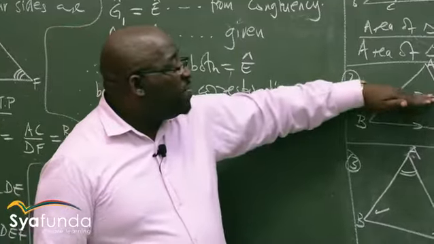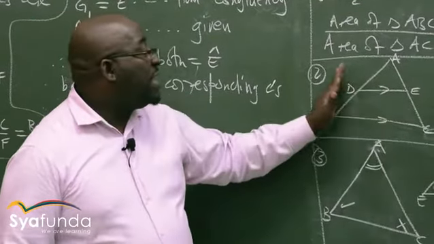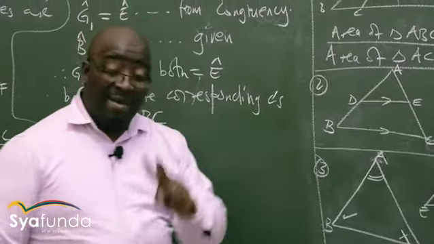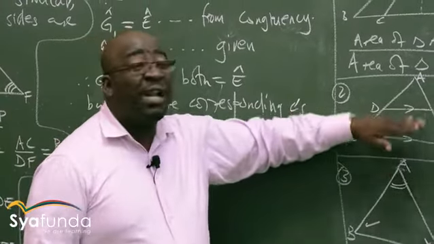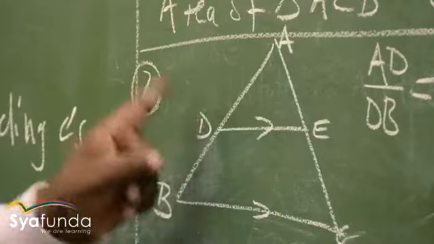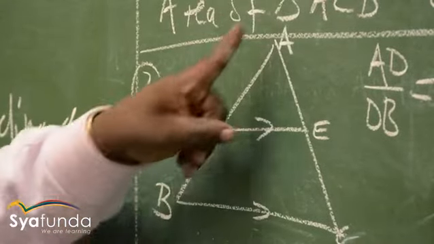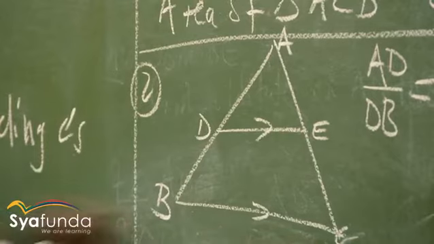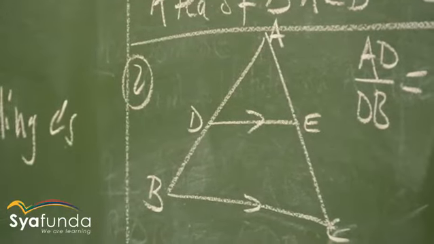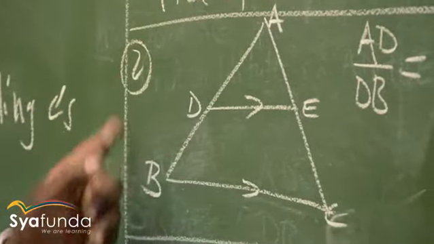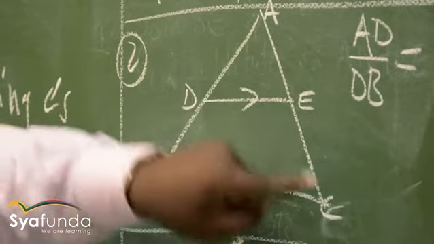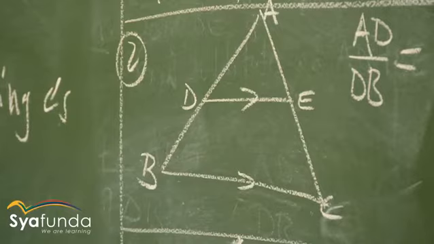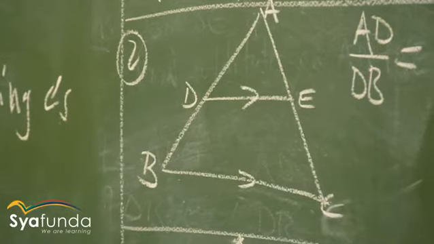Once you've got a line drawn parallel to one side of a triangle, it will divide the other two sides proportionally. Remember, there are two options. Option number one: we can say AD over DB is equal to AE over EC. Option number two: we can say AB over AD is the same as AC over AE. Those are the two options that we can use in terms of proportionality.